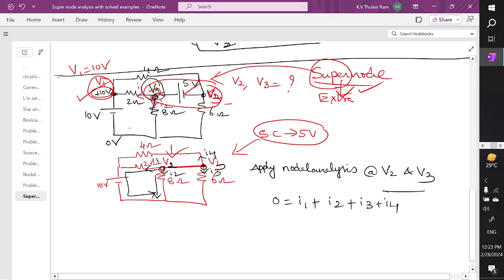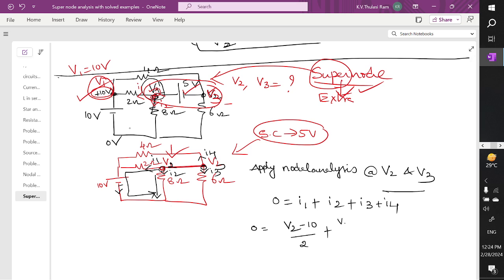So now I can write 0 is equal to the sum of the leaving currents. How to write the current I1? This is flowing from V2 through the 2 ohm branch. So V2 minus 10 divided by 2, where V2 is the leaving terminal and the branch is resistive. How to write the current I2? I2 can be written as V2 minus 0 divided by 8.